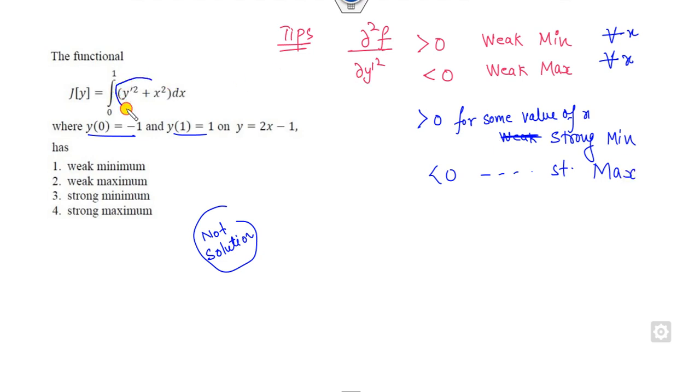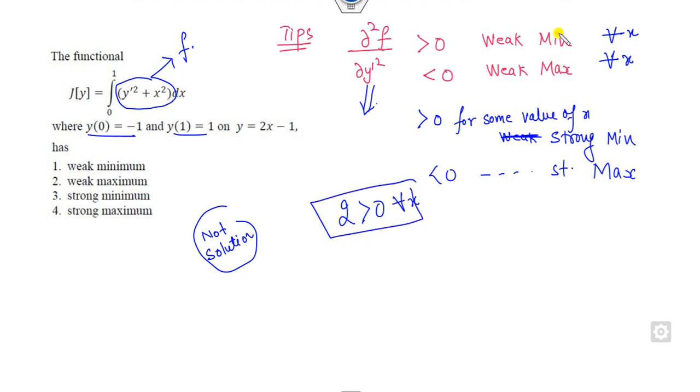Now if this is my f, what is the solution of this? What is the value of this? It's 2, which is greater than 0 for all the values of x. What is the meaning of that? It is a weak minima. So that's the correct shortcut for you.